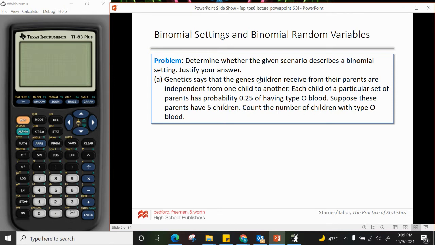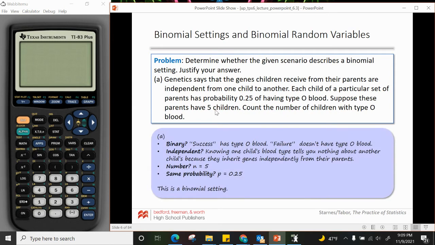So we got independent right there, and they tell us that. The success or fail, this is where they don't state it, but you can easily find it. A success would be if you have type O blood. A failure would be if you don't. So that's success or failure. There are 5 children, so the number of trials, or n, is already known ahead of time, which is 5, and the probability is the same. It's going to be 0.25 regardless of which child you have. So there you go. Same probability, number is 5. They are independent, and the success would be type O blood. Failure would be does not have type O blood. So this is a binomial setting.